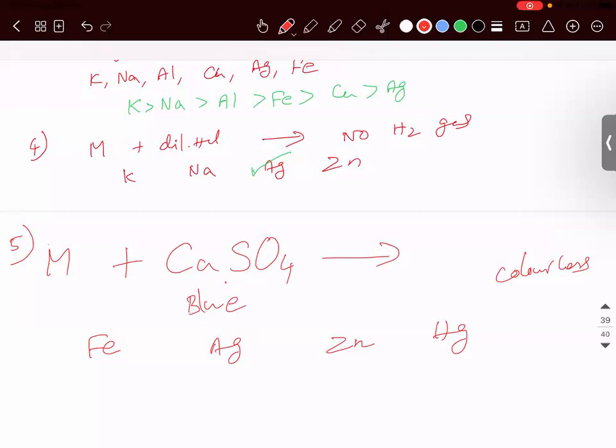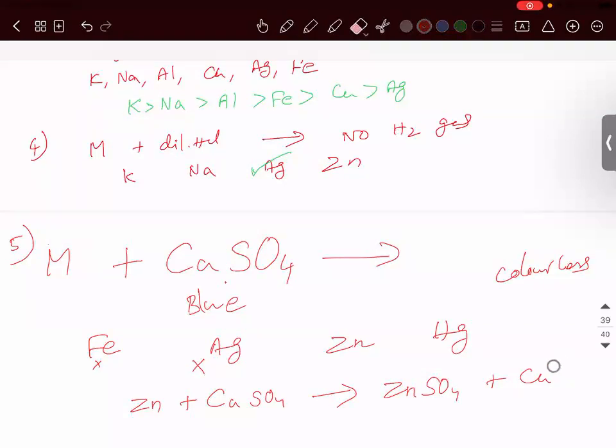Very good. When you take iron, it becomes green, so this is not the answer. Silver is a less reactive metal, it does not displace copper. What about zinc and mercury? Among zinc and copper, which is more reactive? Zinc is reactive, so it can exchange. Zinc plus copper sulfate gives zinc sulfate plus copper. So the answer is zinc.